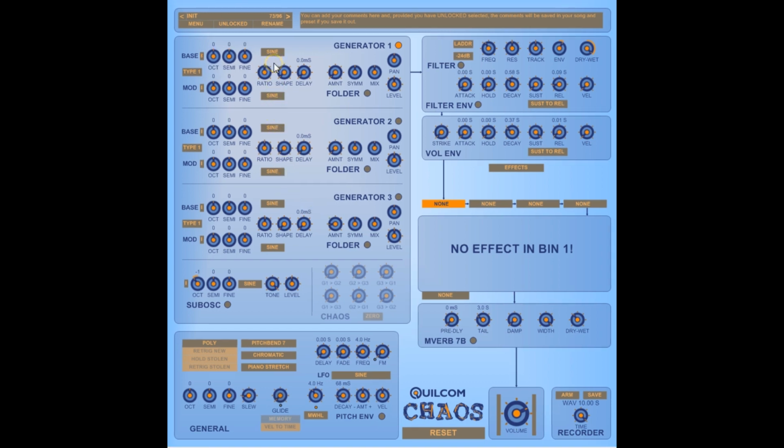Now, as you would expect, the oscillators have a range of waveforms available, and also three flavors of noise to choose from. These next three knobs here have a major effect on the timbre. So the ratio determines the mix between the two oscillators. So if I press a note, let's take one up an octave.